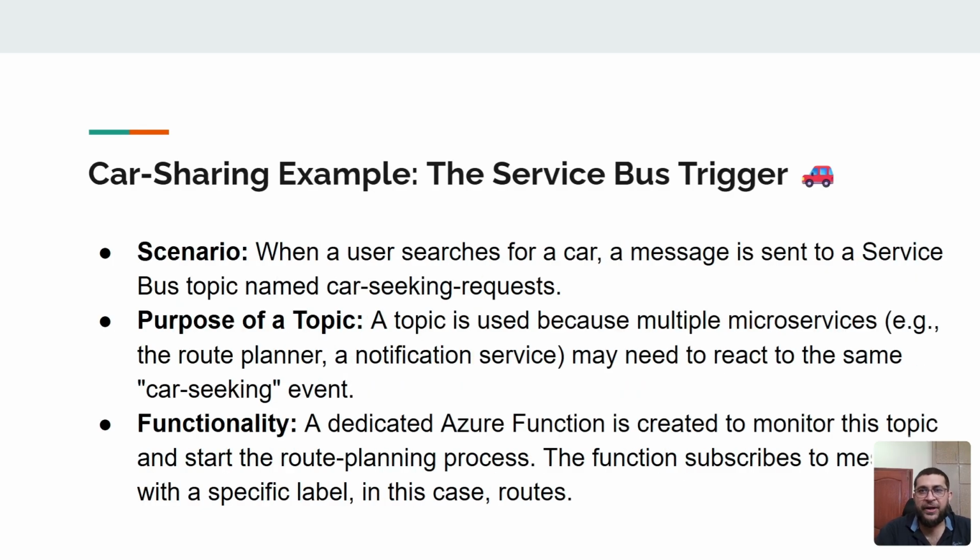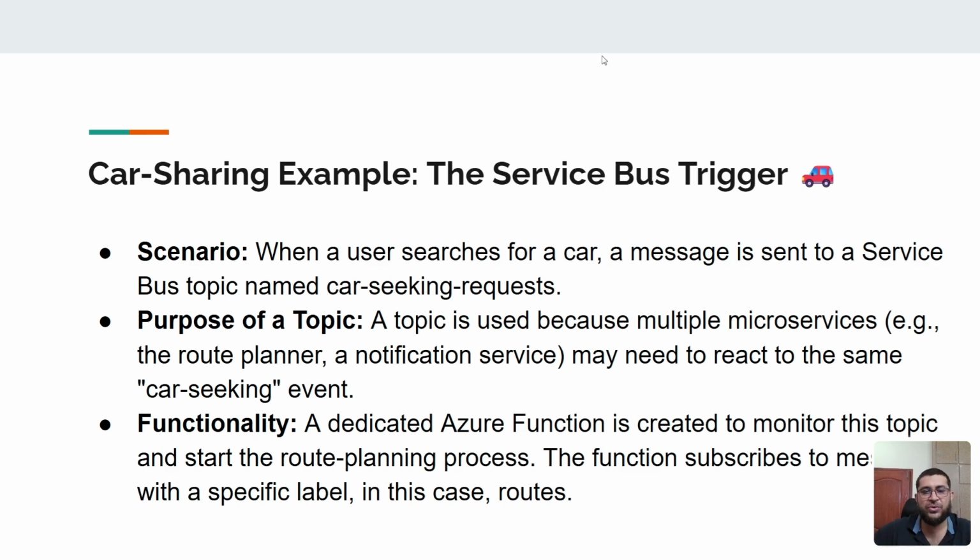And in our code example, we have one scenario: when a user searches for a car, a message is sent to a service bus topic named car seeker request. A topic is used because multiple microservices, like the route planner and the notification service, need to react to the same event. So for this we will create a dedicated Azure function to monitor it.